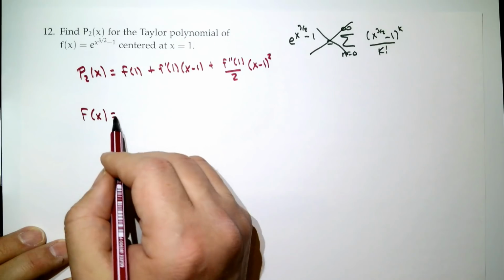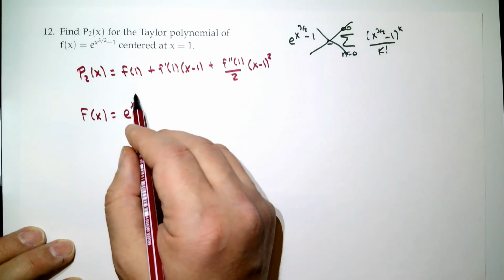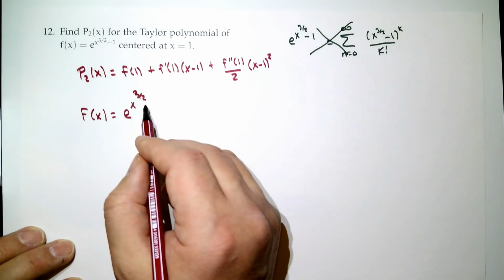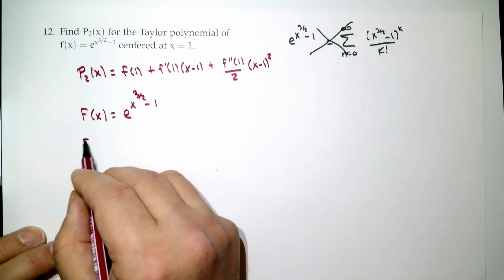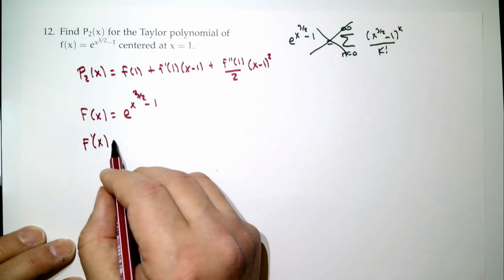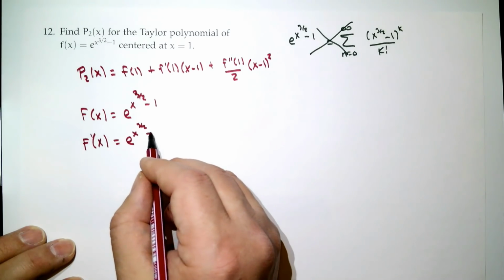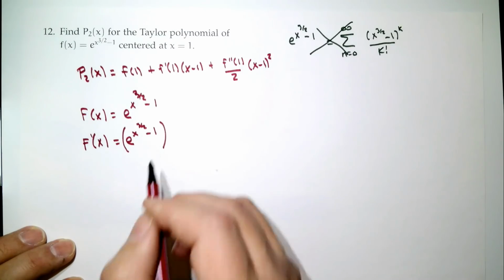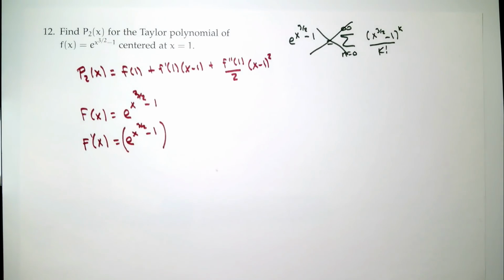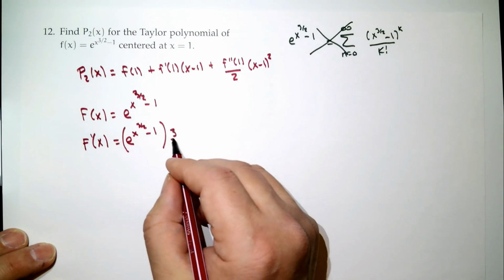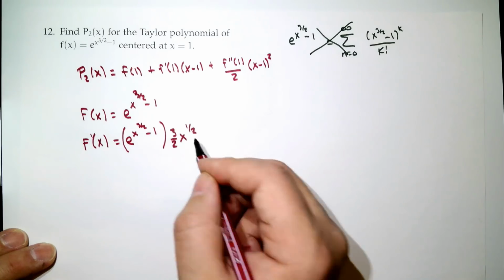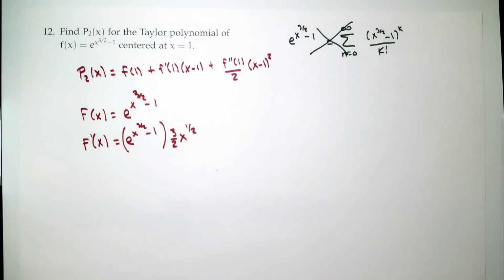So f of x is e to the x to the 3/2 minus 1. So what's the first derivative look like? Well, it's e to the x to the 3/2 minus 1 times the derivative of x to the 3/2 minus 1. The derivative of x to the 3/2 minus 1 is 3/2 x to the 1/2. Okay, that's not too surprising. What comes next?